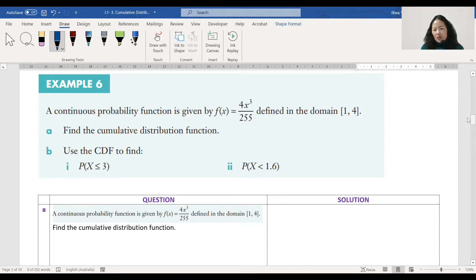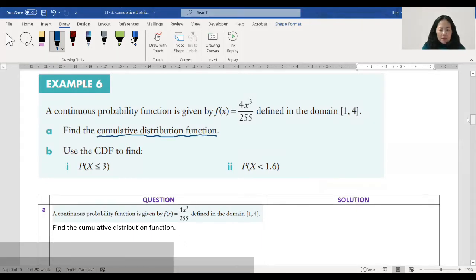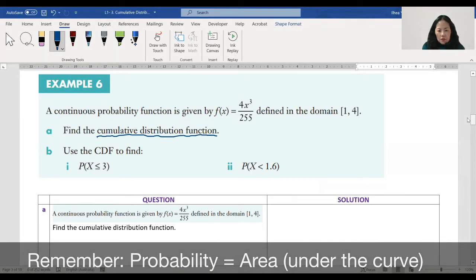Now that's actually a PDF, right? And it's defined in the domain 1 to 4. Okay, so 1 to 4 is our set limits. Find the cumulative distribution function. That's what it means: just find the general formula, okay? Part B, using that general formula, we need to find all these probabilities with partial limits.